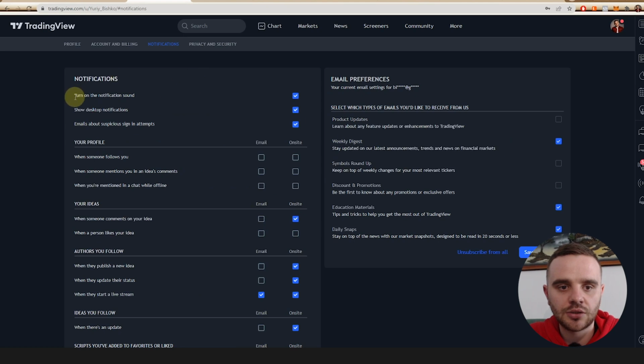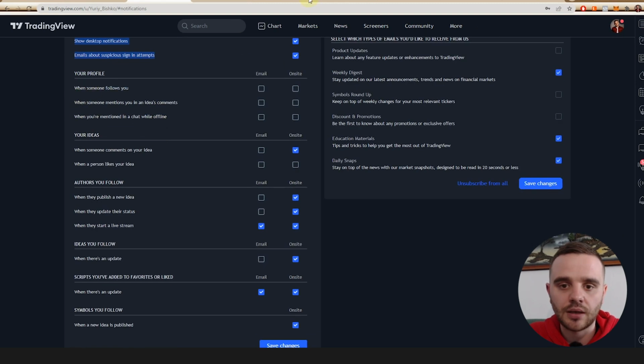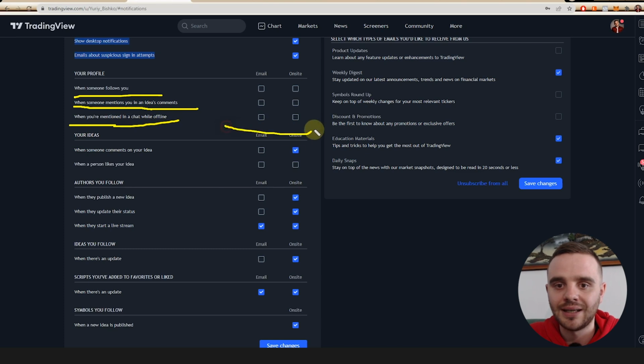What I added: turn on notification sound, show the top notification, email about subscriptions and attempts. It's important. If someone is logging into your account, you will get a notification about it and no one will steal your account. About my profile, have a look here. When someone follows me, when someone mentions me in ideas comments, when you are mentioned in chat while offline, I don't do anything like this.